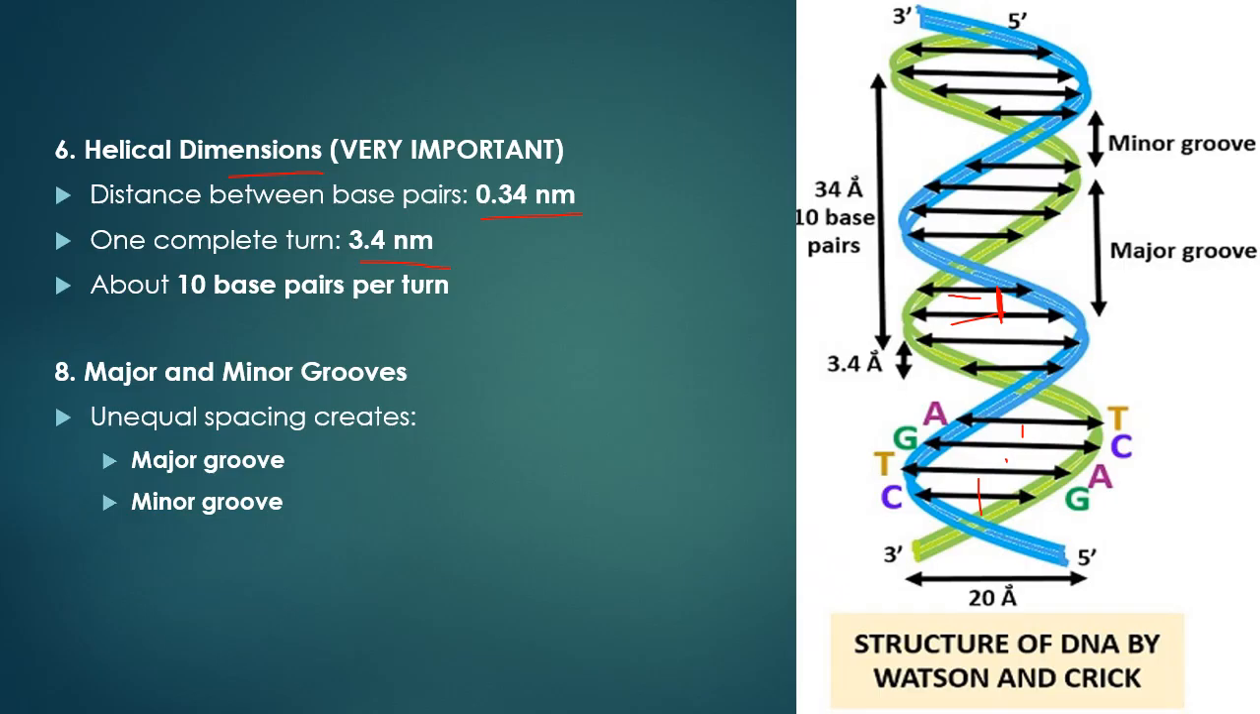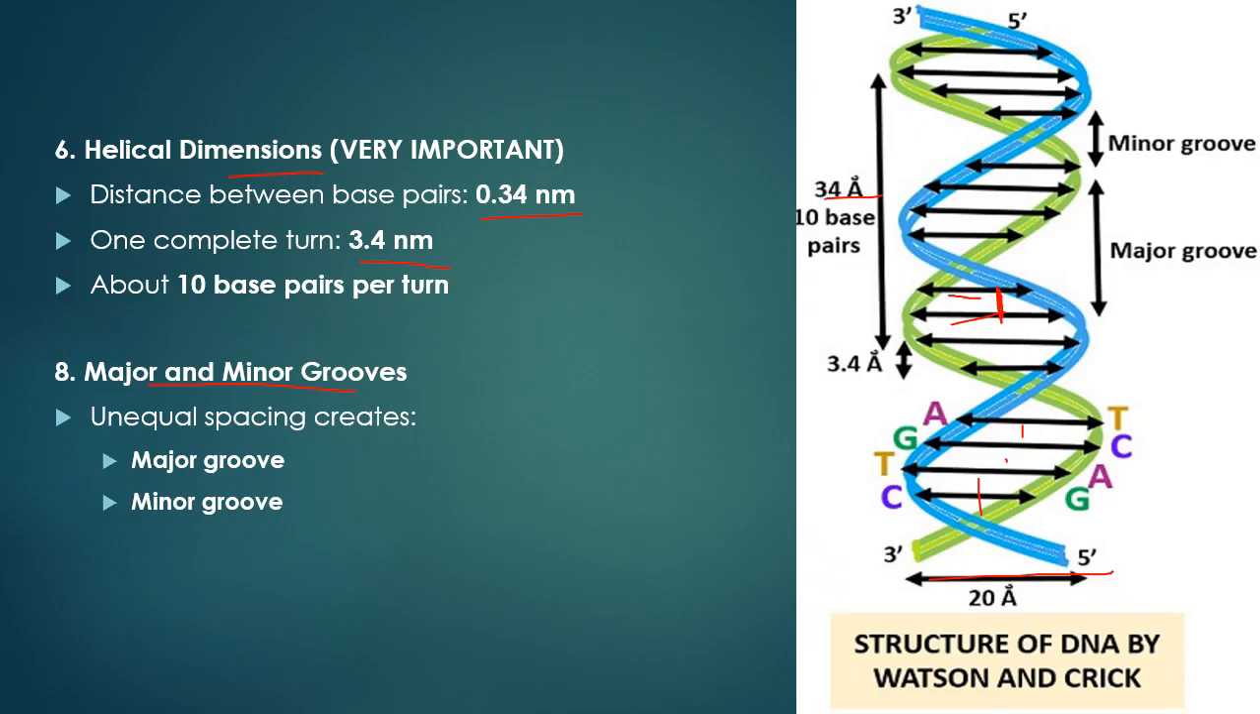When one polynucleotide strand takes one complete turn, it would be 34 angstrom, or 3.4 nanometers, and one complete turn will have 10 base pairs. The diameter of the DNA will be 20 angstrom, or 2 nanometers. Okay, and we can also divide them into major and minor grooves, as you can see here.